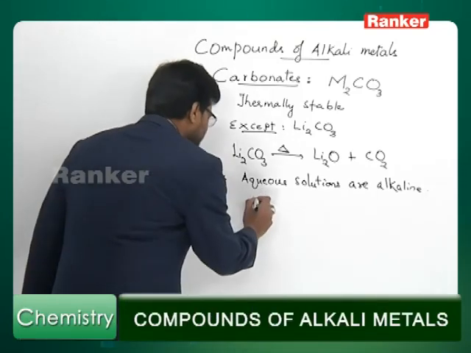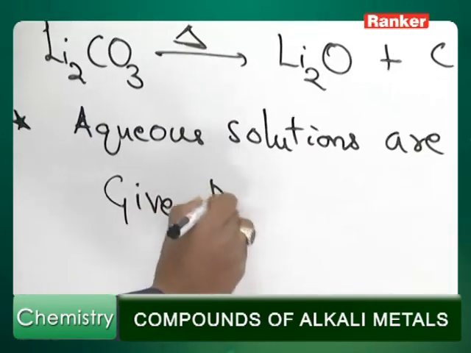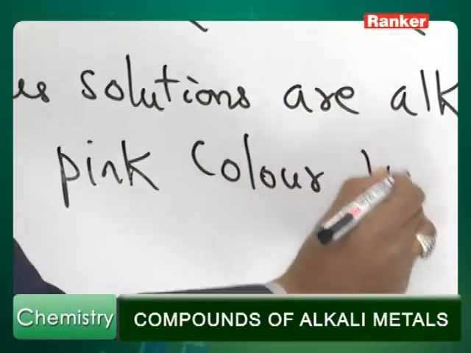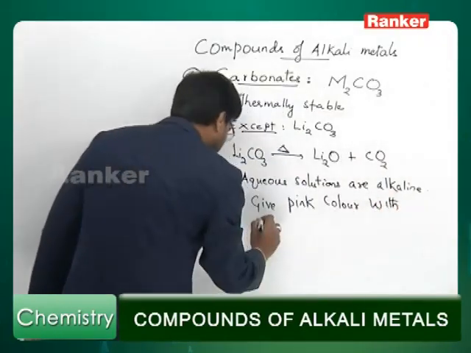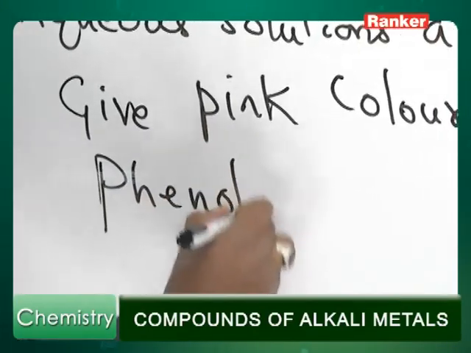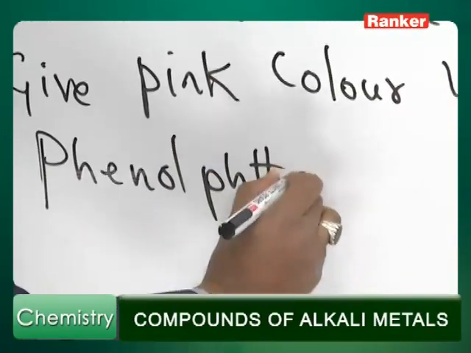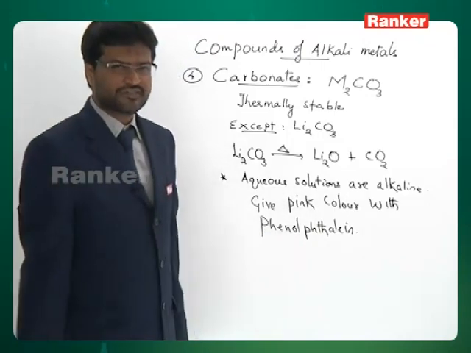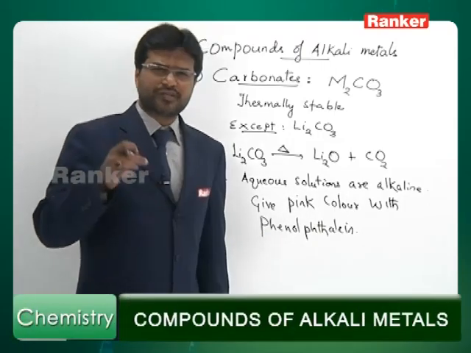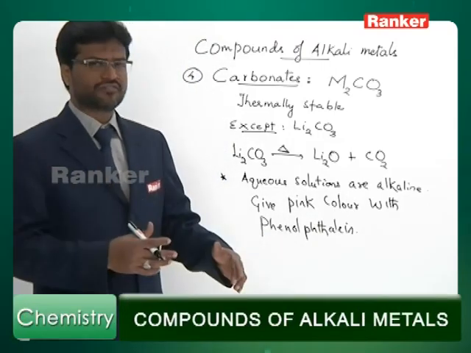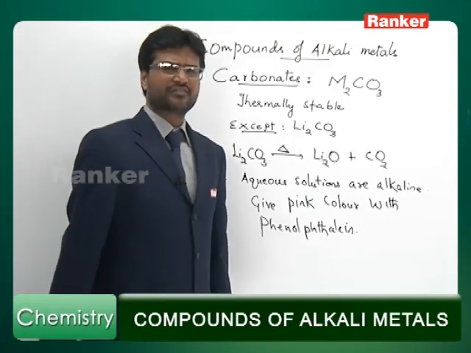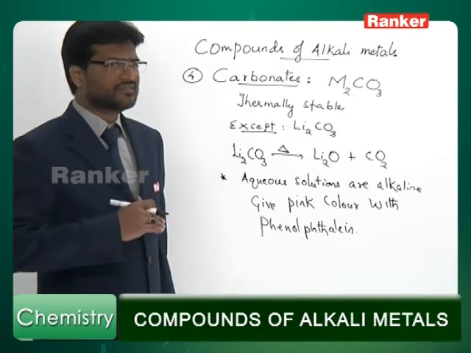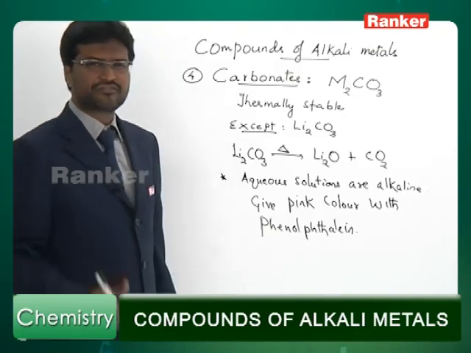They give a pink color with phenolphthalein. Phenolphthalein is an acid-base indicator. So if you put a drop of phenolphthalein in a solution of alkali metal carbonate, it gives a pink coloration, indicating that the solution is alkaline and it has a pH above 11.